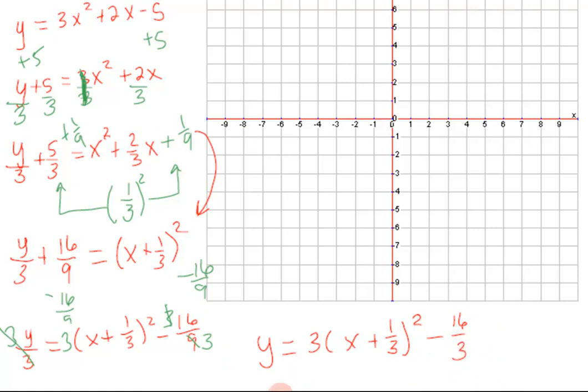Now that is the equation in vertex form, and we can pick out the vertex to be negative 1/3, right? You've got to take the opposite. What makes this 0? And negative 16/3. That's the vertex. Now let's go graph it.